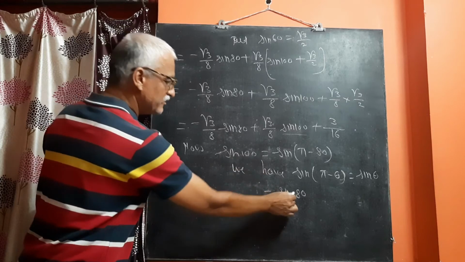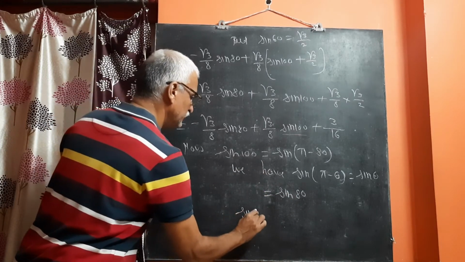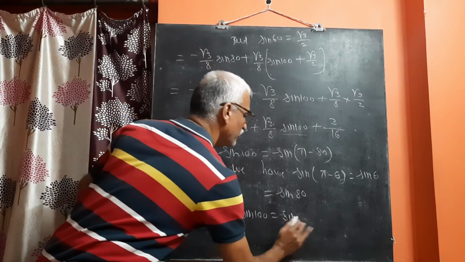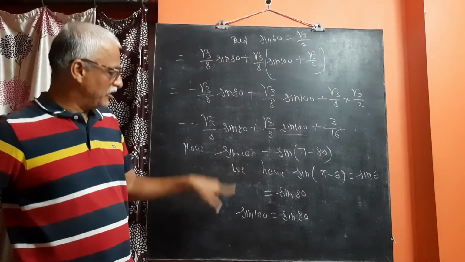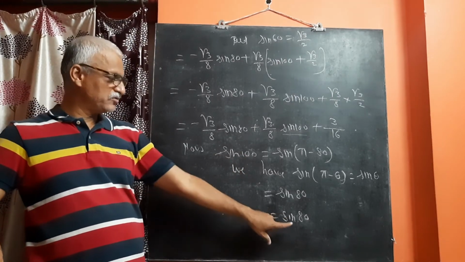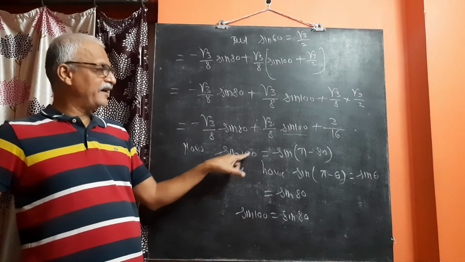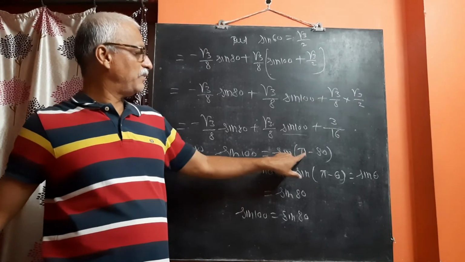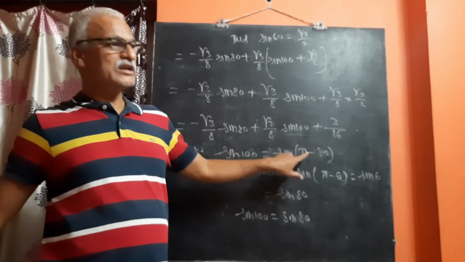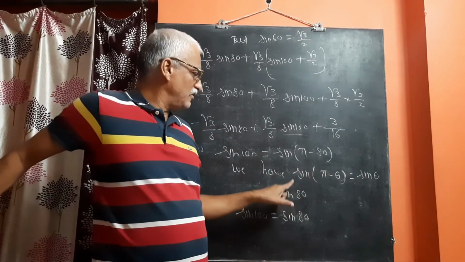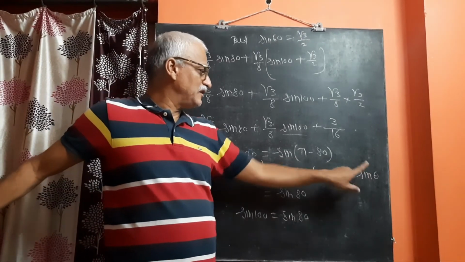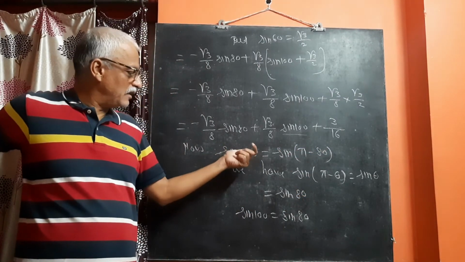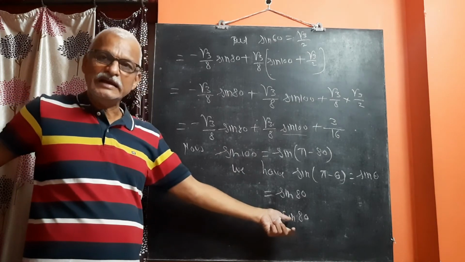So the value of sin 100 is equal to sin 80. How? Because 100 can be written as 180 minus 80. 180 means pi, so 100 can be written as sin of pi minus 80. But the formula of sin of pi minus theta is sin theta. That means sin of pi minus 80 will be equal to sin 80. But the left hand side is sin 100. Hence the value of sin 100 is equal to sin 80.